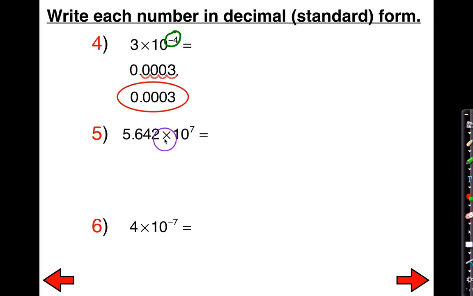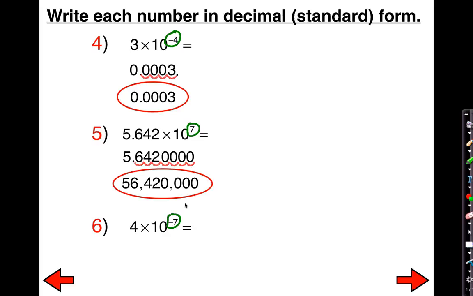Okay, number 5, hopefully you recognize that the exponent is positive, so you're actually making your number larger. So in that case, you're going to move your decimal 7 places to the right. You'd be adding in 4 extra zeros, so your number is 56,420,000.